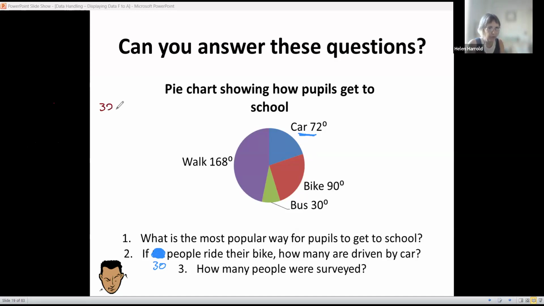So we've got 30 people, because that's ride the bike, and ride the bike is 90 degrees. We're told that 30 people ride the bike. So we know that 30 people is 90 degrees. Just write that on a piece of paper so you get it clear. And we're trying to find 72 degrees. We're trying to work out how many people is 72 degrees, because that's the car.